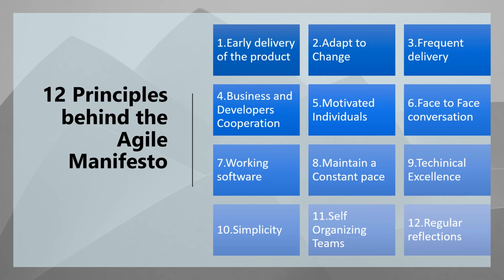The next principle is maintain a constant pace. Agile processes promote sustainable development. The sponsor, developers, and users should be able to maintain a constant pace indefinitely. Agile teams must retain their speed and consistency throughout the whole project lifecycle. They are thus capable of enduring an environment that is continually changing without experiencing delays.